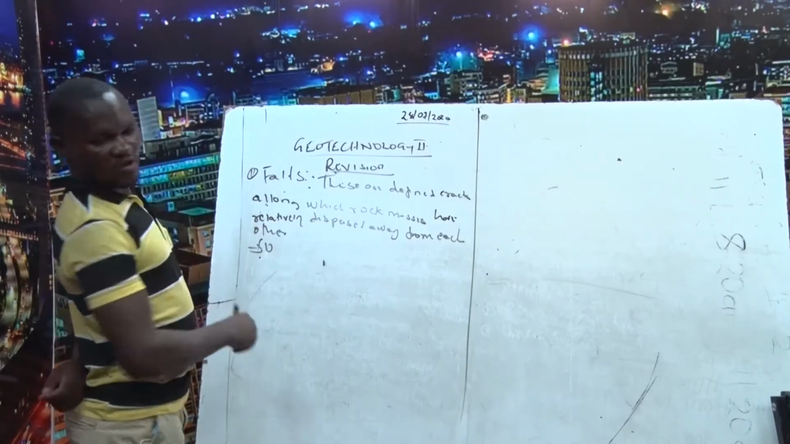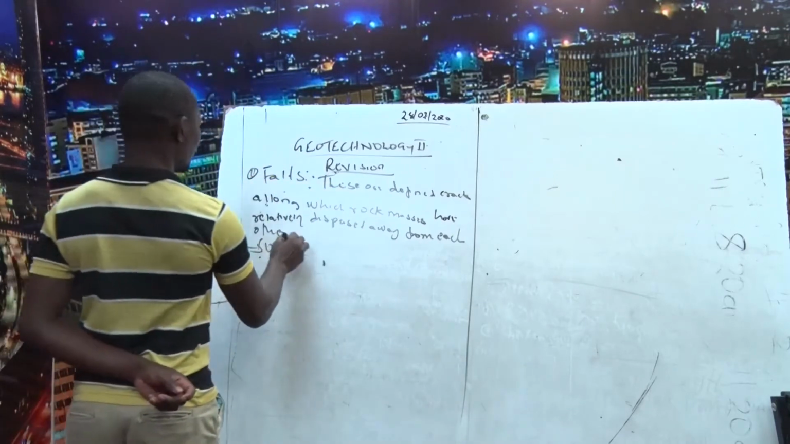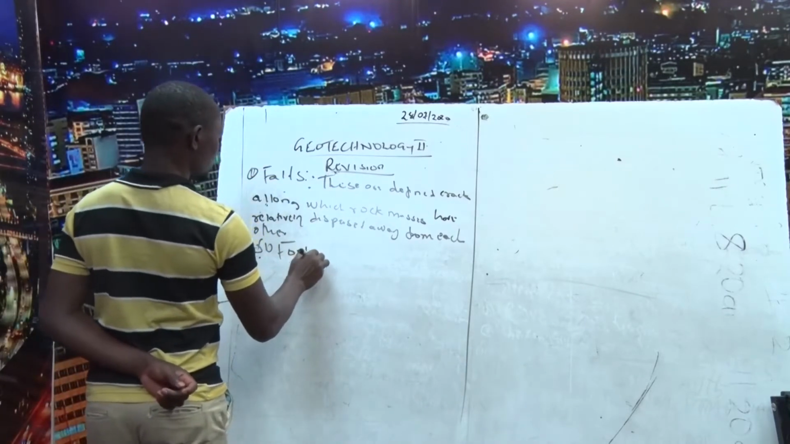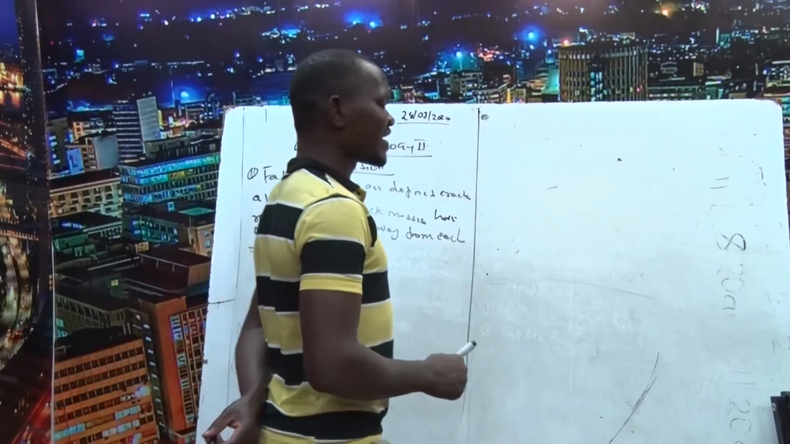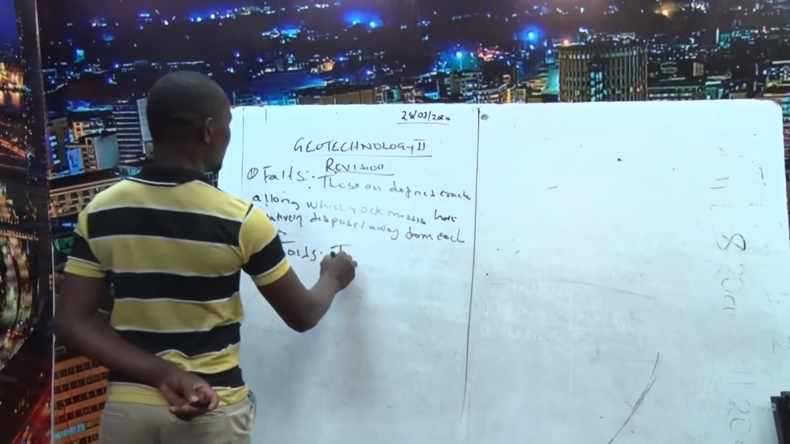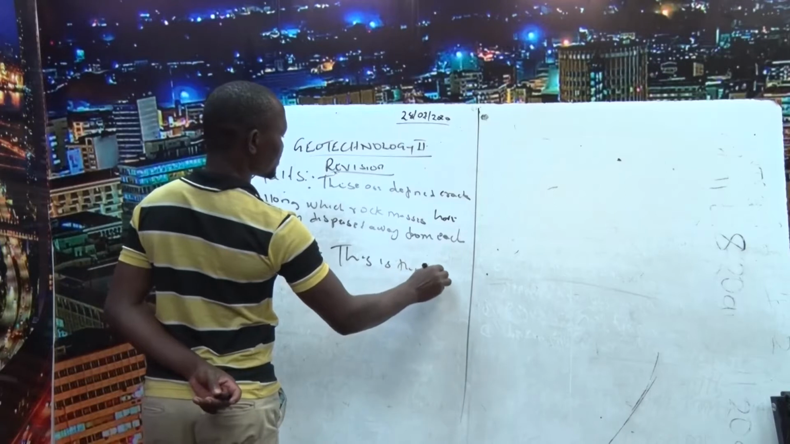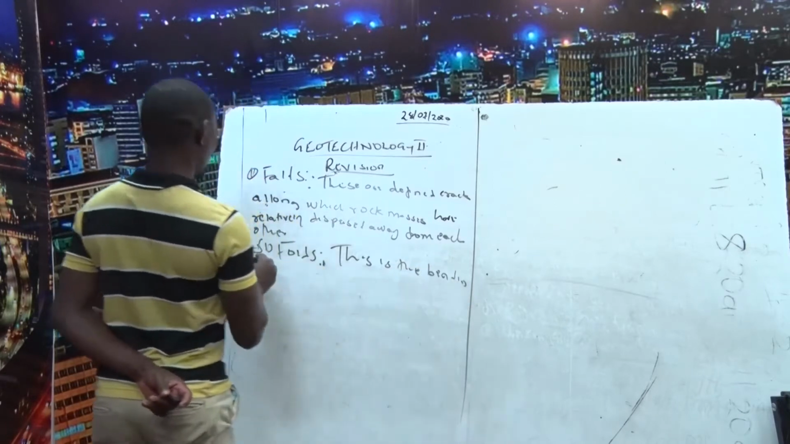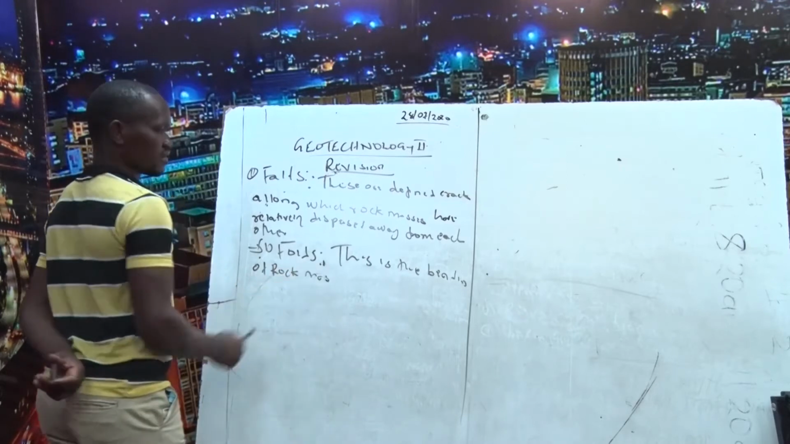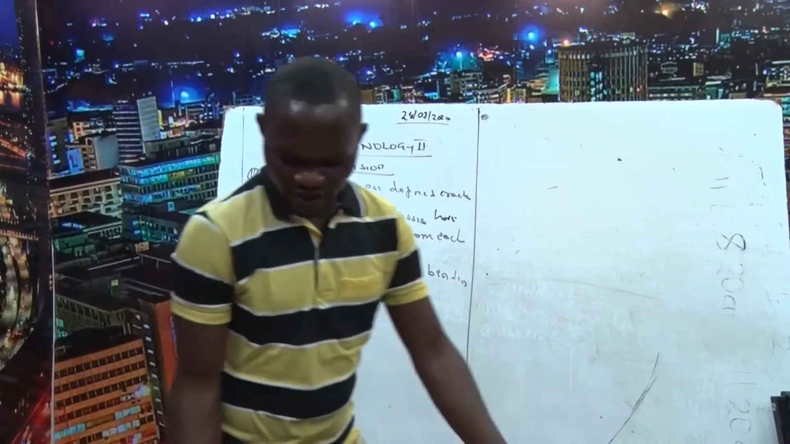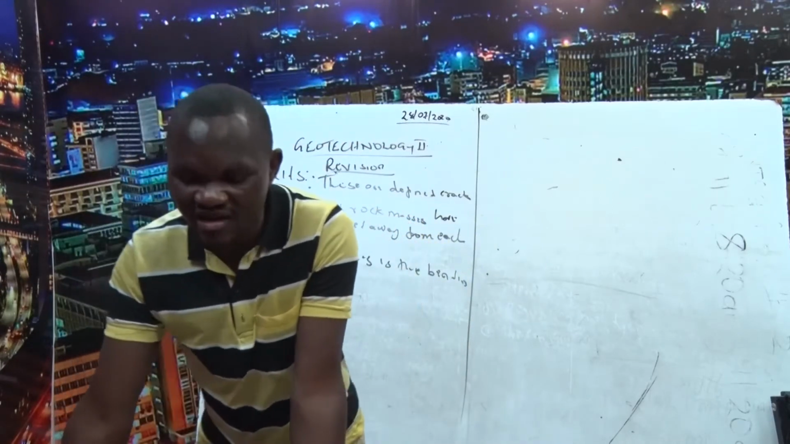Then the second term, we are told to define the faults. And the simple term of faults is the bending of rocks. Say this is the bending of rock masses. Then the second question, we are told to explain the following physical weathering process on rocks.